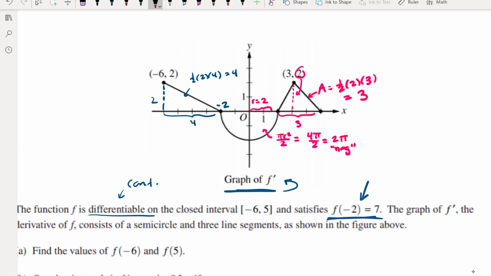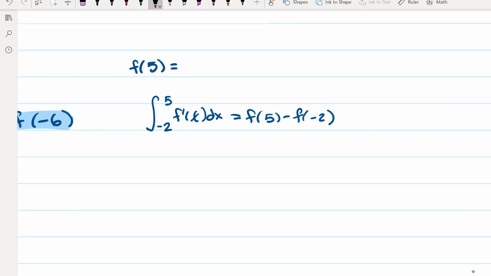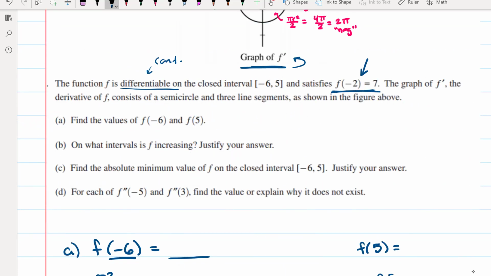So the integral then is going to be 3 minus 2 pi is equal to f of 5 minus f of -2, and f of -2 is 7. So I add the 7, I get 10 minus 2 pi is equal to f of 5. Part B. On what intervals is f increasing? Justify your answer.